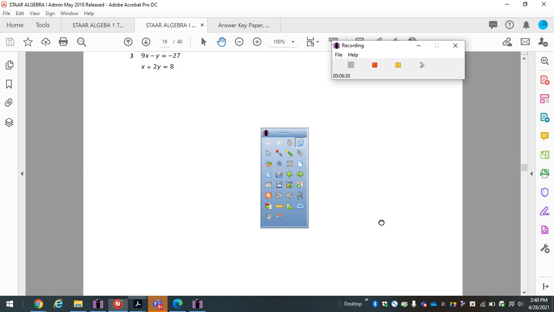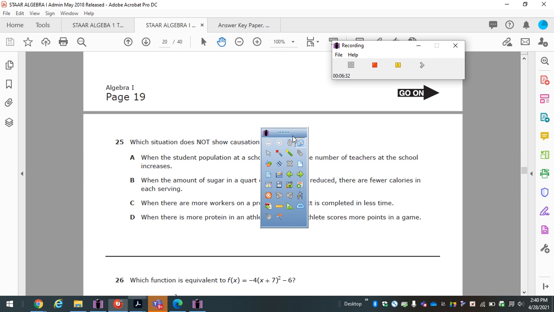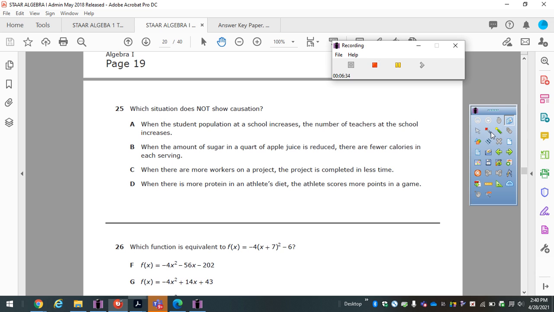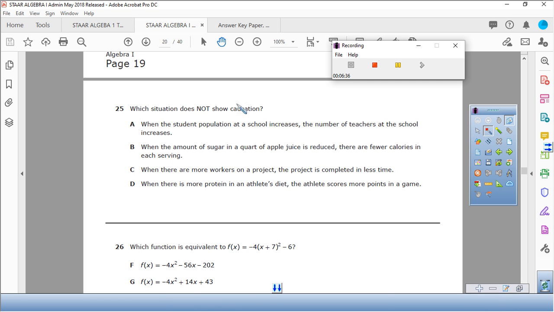Next one. Good Lord. Causation. Okay, causation did not come out last year. It did not come out the year before. There was no test last year. So it did not come out in 2019, but it came out in this one right here. Causation, guys, is like cause and effect. That's it, really easy.